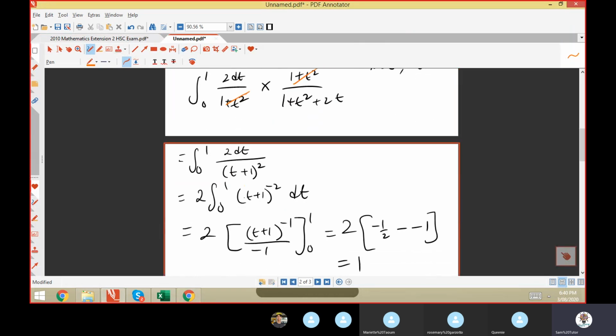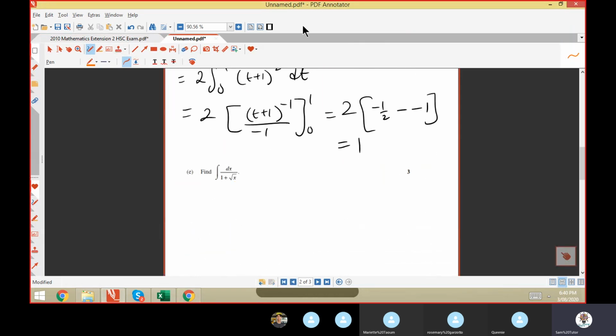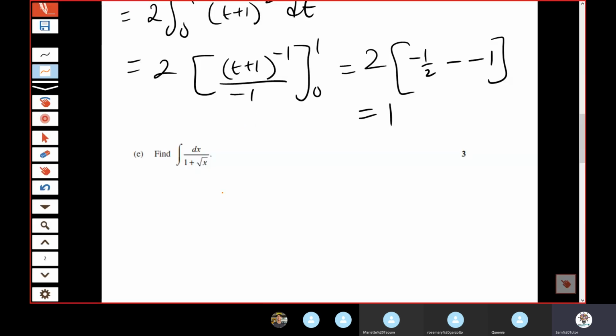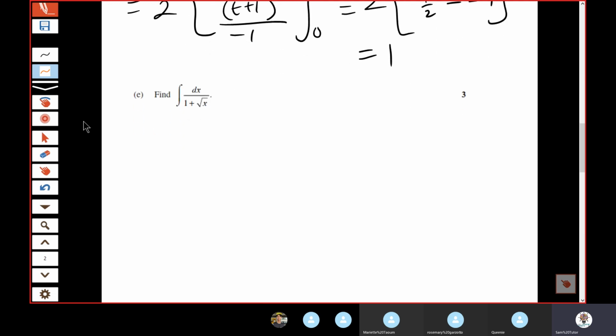Where was I? D. E. Let's try this one. Okay. E. The integral of dx on 1 plus root x. What would I have done here? I probably would have done a u sub.